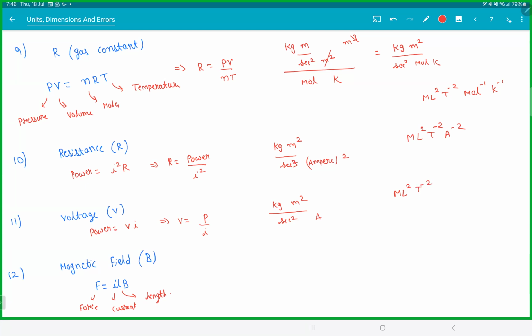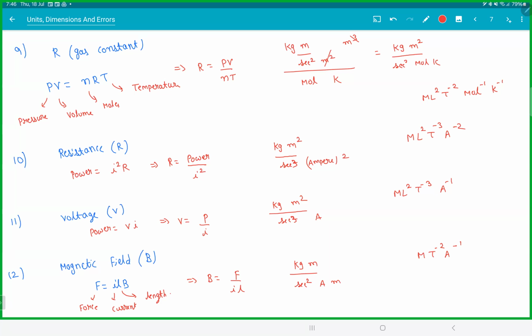Second cubed now. That is second cubed. Clear? What about the magnetic field? B is equal to F by IL. Kg meter per second squared, ampere meter. There, easy stuff. Now you can handle this.